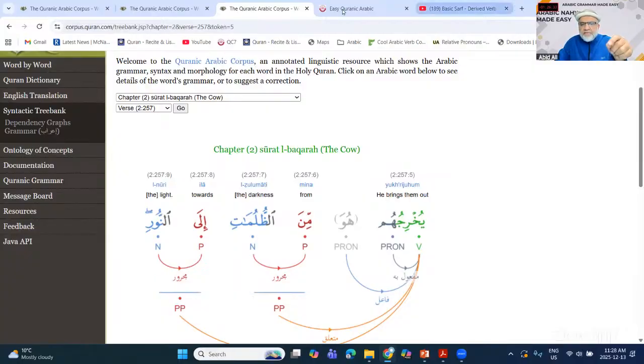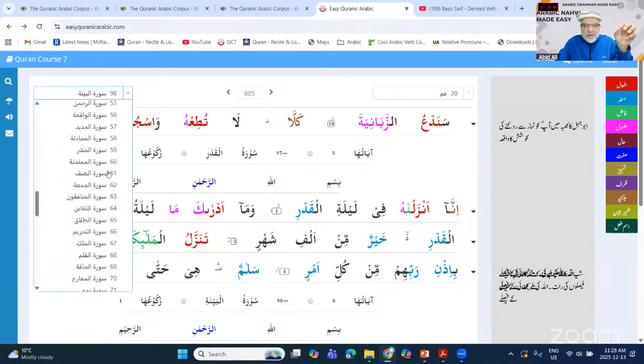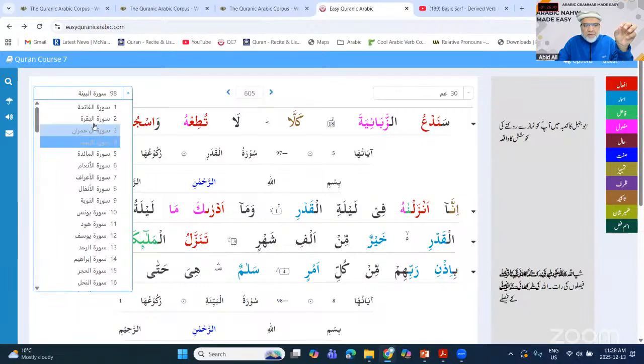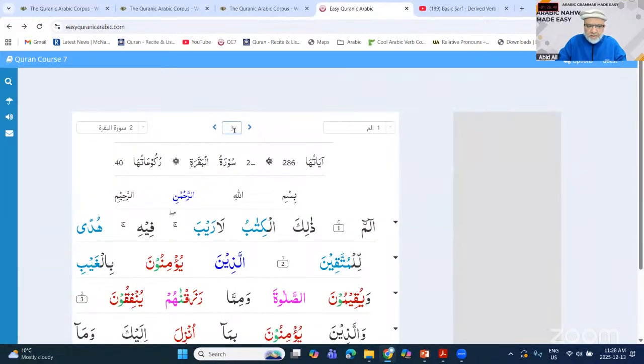If you don't believe me, then you go to this easy Quran, and then you go to Surah Al-Baqarah. Yes? Surah Al-Baqarah, ayat number 257. That's going to be quite a bit. Let me see if I can go there.